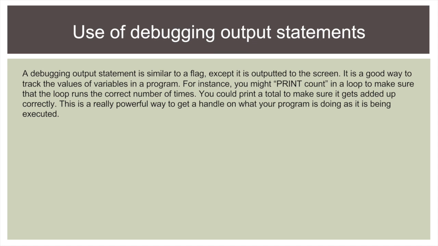Use of debugging output statements. A debugging output statement is similar to a flag, except we actually output the result to a screen. So we can output a variable to a screen or a message or whatever. We can track variables, so you might print the status of the count in a loop to count how many times it runs. You might print the status of a total in a loop to see that it's adding the total up correctly. You could do any number of things.